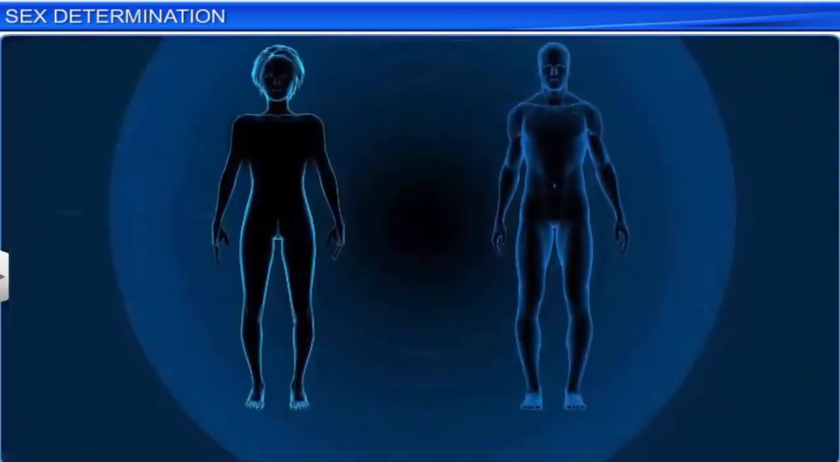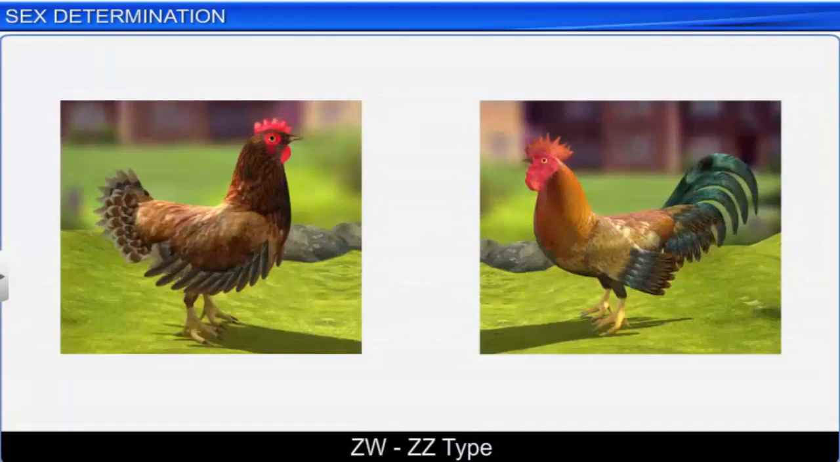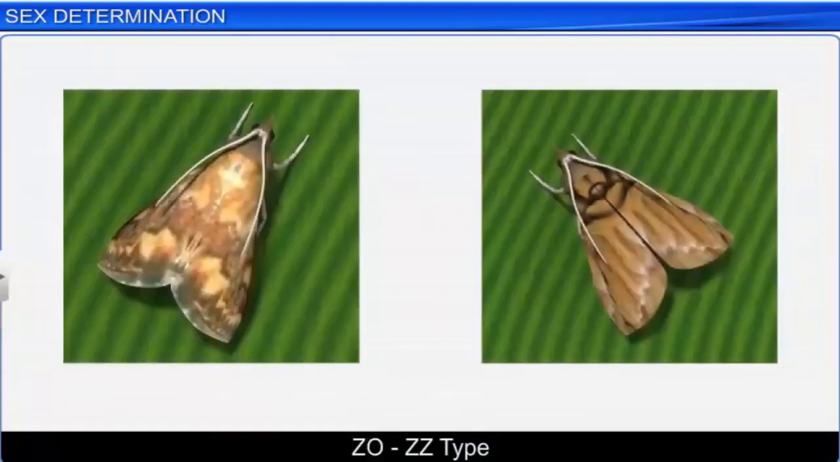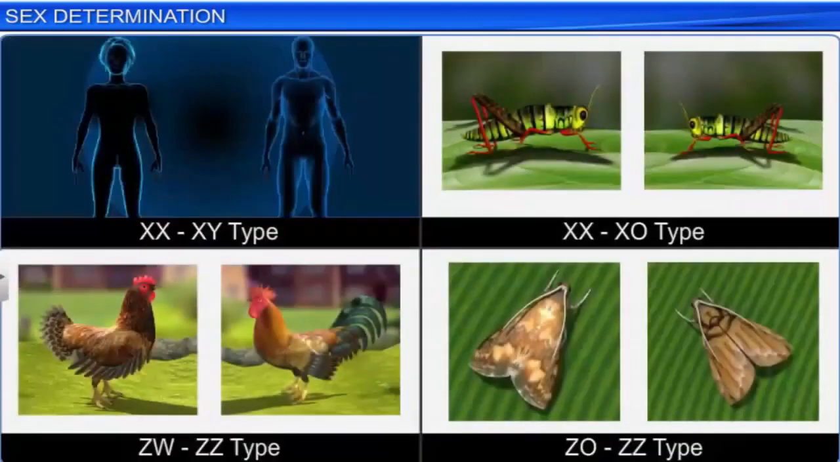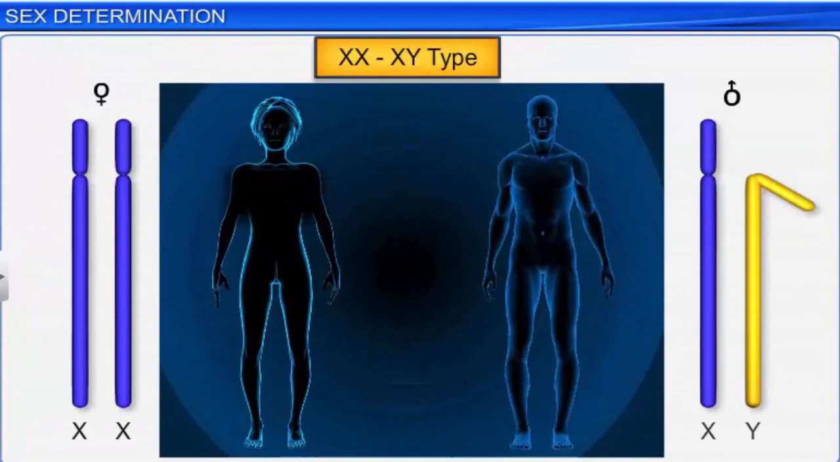Let's now take a look at a few sex determination systems, which are actually biological systems that help determine the development of sexual characteristics in an organism. In human beings and several other mammals and insects, the sex determination system is of the XX-XY type.